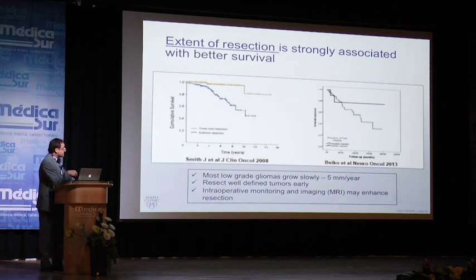I mentioned before that surgery is important. We knew this from high-grade literature, but now we know that in low-grade tumors, surgery is equally important. An extent of resection is strongly associated with survival. So these are two separate studies. The patients in the upper curve are the ones that had gross total resections. The patient in the blue curve here and the black one here are the ones that had a subtotal resection. And you can see significant benefit of surgery in both cases.